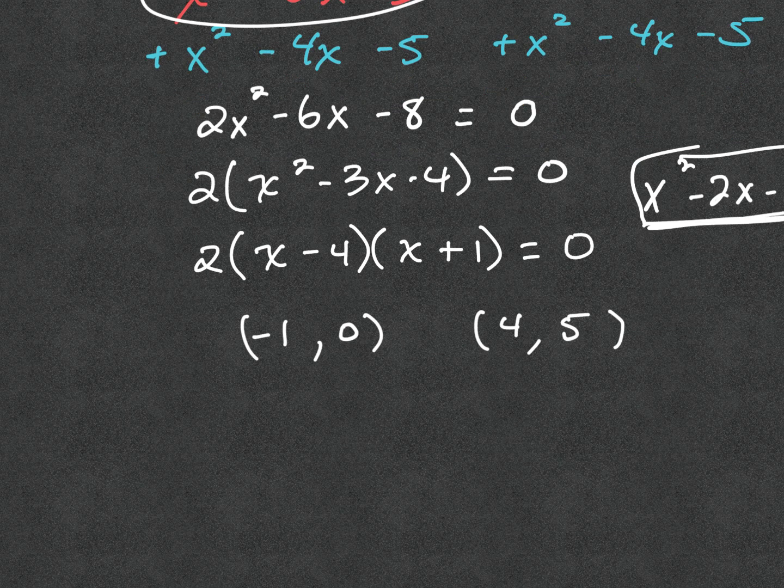So again, what did I do? I set the two quadratics equal to each other. I solved for x, and then I put those x values back into one of the equations to get the y's. And I got 2 points. That means they cross at 2 places, the parabolas. Let's take a look at another one.